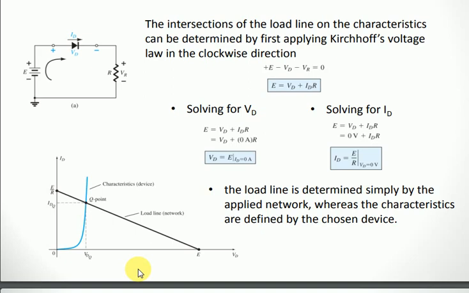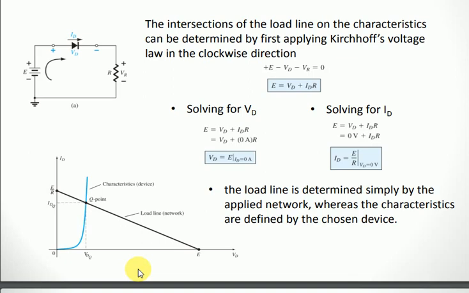When we combine these two points, E over R and E, we get a straight line that is known as the load line. The intersection of the load line on the characteristics can be determined by first applying Kirchhoff's voltage law in the clockwise direction. We started our discussion from KVL. The line between the E over R and E points is the load line, and the other line is the blue line, the characteristic curve of the diode.